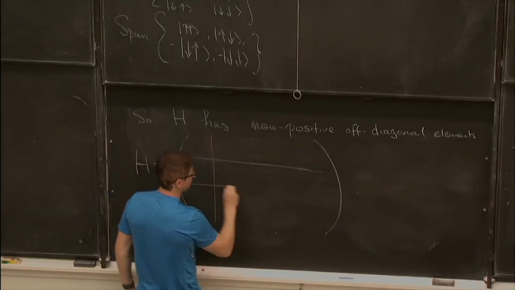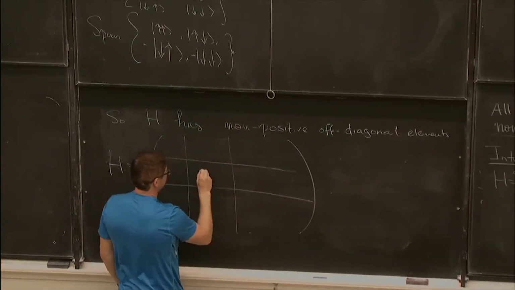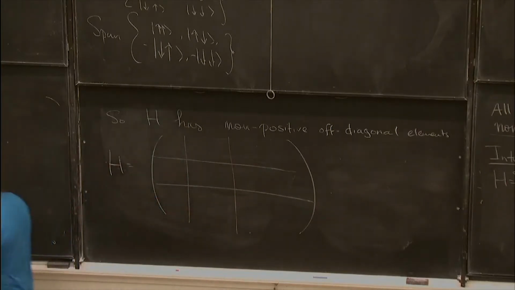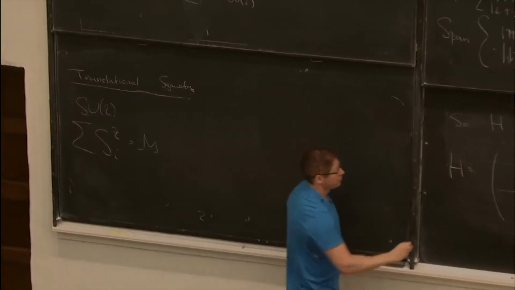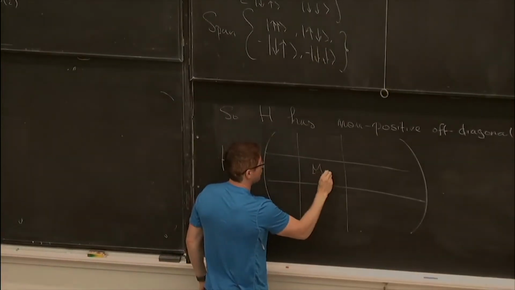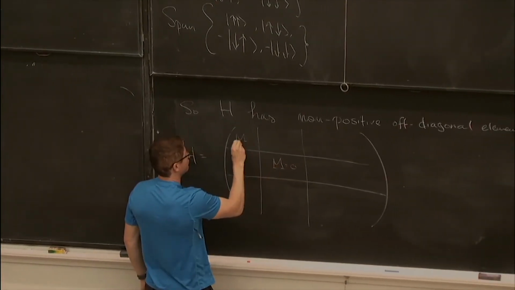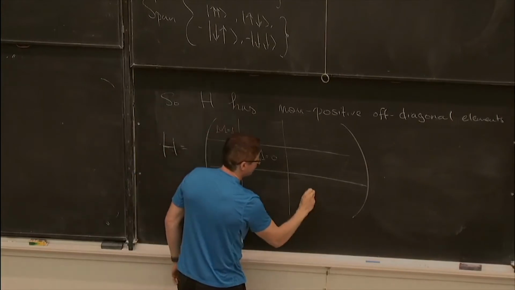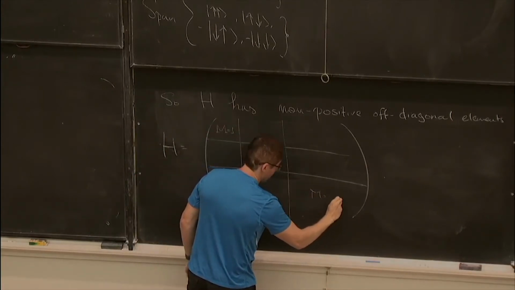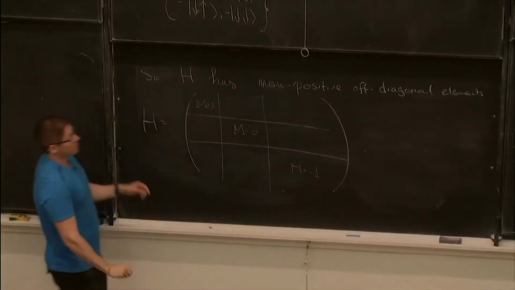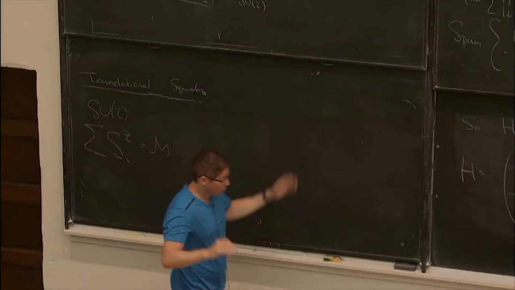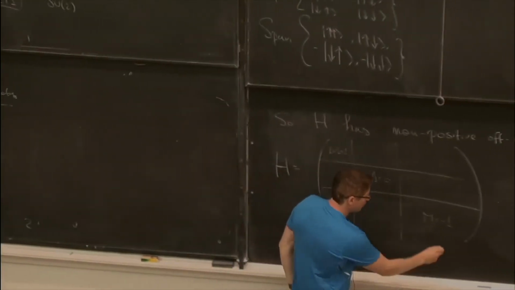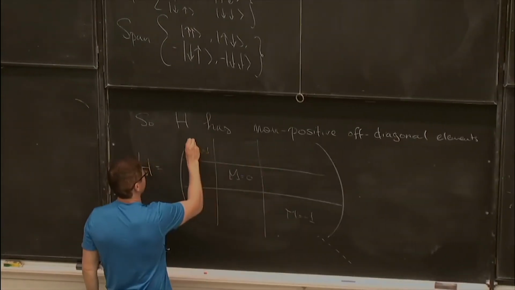Okay, we have these blocks. Let's call this thing the total magnetization. This is the m equals 0 block. This is the m equals 1 block. Typically, the magnetization can also be a half integer, but since I require that the total number of spins is even, the total magnetization is always an integer. And it continues, so on and so forth.